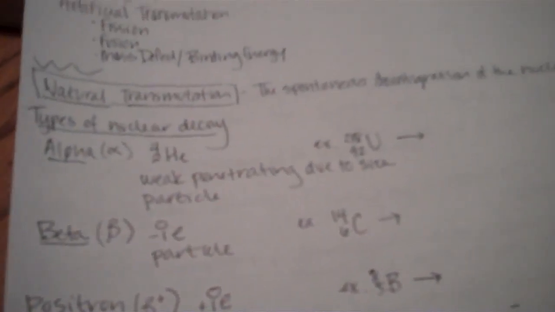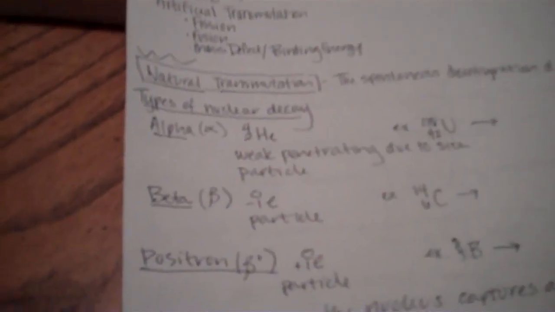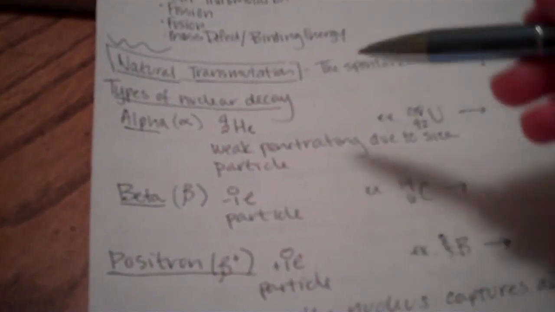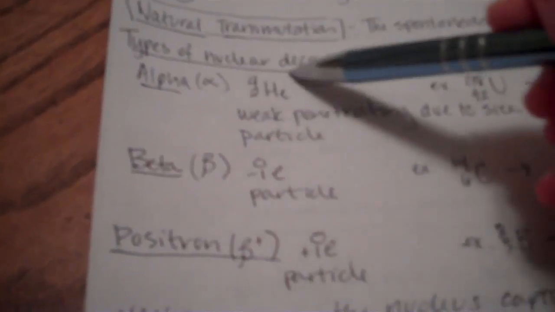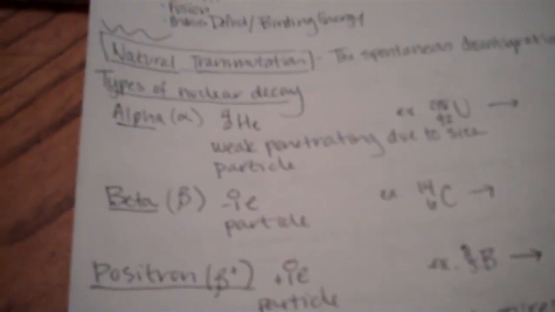Alright, so a natural transmutation is spontaneous disintegration of the nucleus, so spontaneous breakdown of your nucleus into a nucleus of a different atom. So there are a bunch of types in nuclear decay. Alpha, this is an alpha particle, 4,2He. What you need to know about it is it's a particle, not a ray. Weak penetrating power due to large size, comparatively.